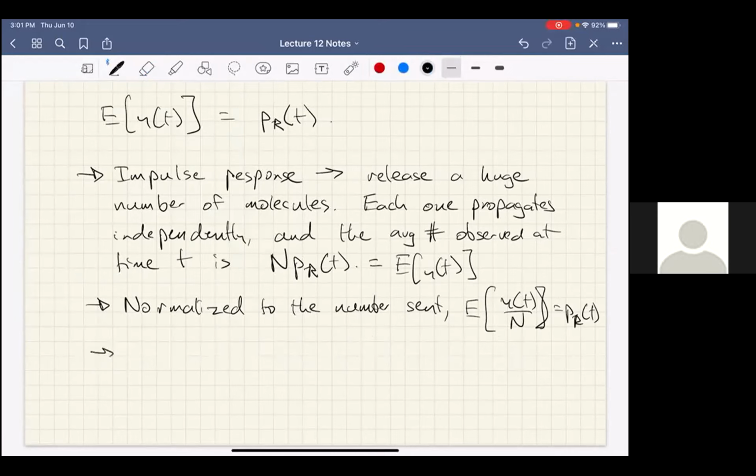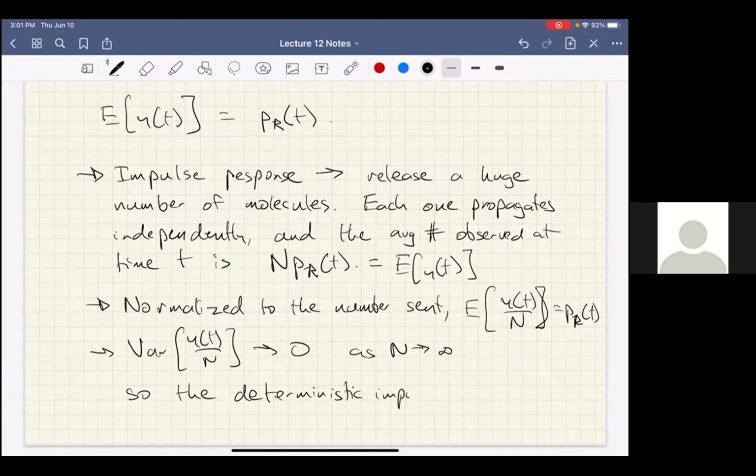The variance of y(t) over n is going to go to 0 as n goes to infinity. So the deterministic impulse response will be just PR of t.